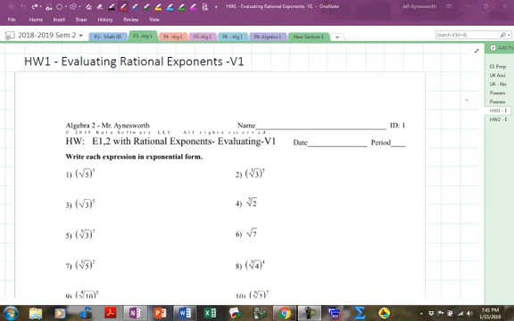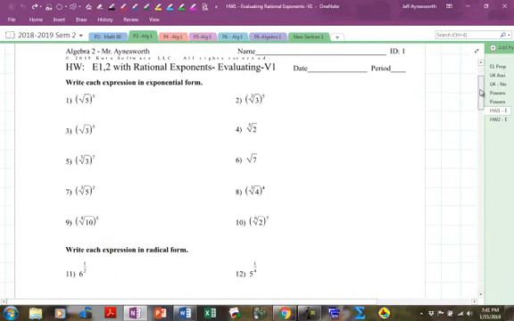Hey everybody, this is Mr. Ainsworth. We're going to get into a little homework lesson here. Yes, your homework, and I'm going to help you out. And we are going to go through how to deal with these rational exponents, of all different types.